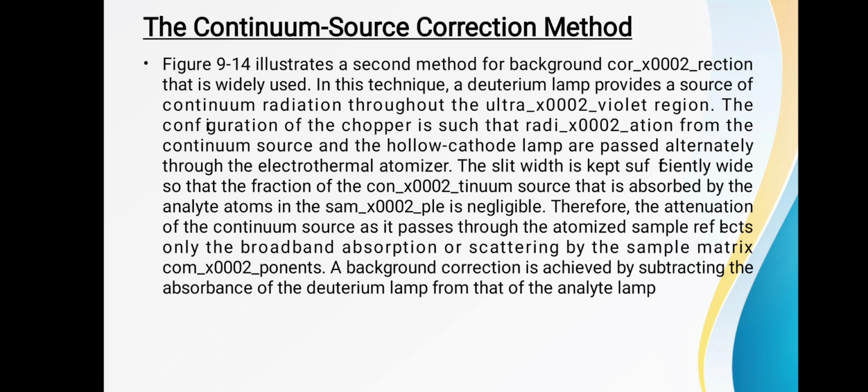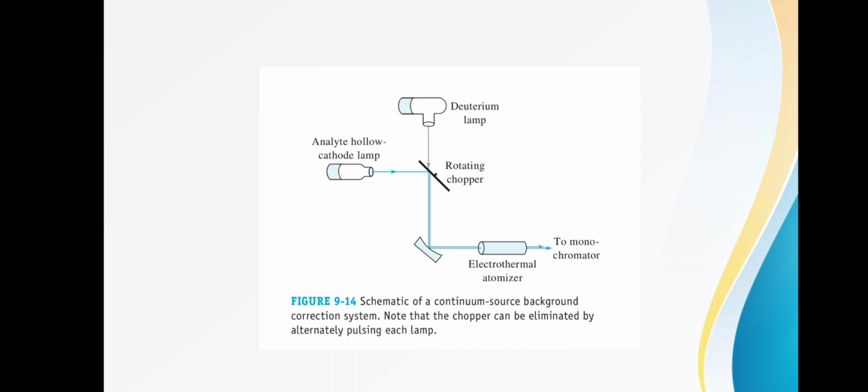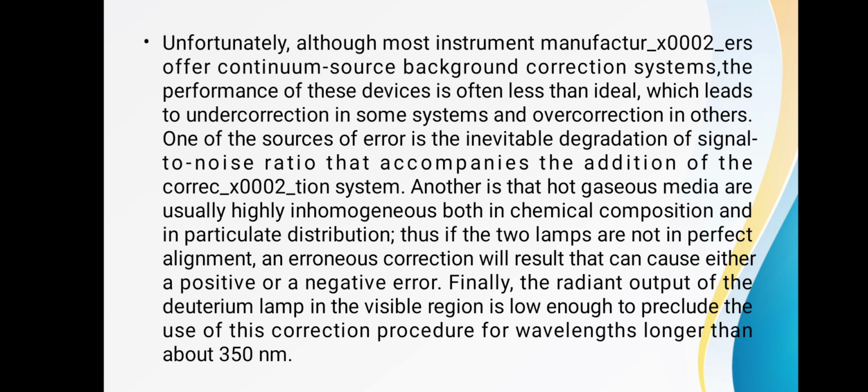The continuous source correction method. Figure illustrates a second method for background correction that is widely used. In this technique, a deuterium lamp provides a source of continuum radiation throughout the ultraviolet region. Here you can see the schematic of a continuum source background correcting system. Note that the chopper can be eliminated by alternately pulsing each lamp. Unfortunately, although most instrument manufacturers offer continuous source background correction systems, the performance of these devices is often less than ideal, which leads to undercorrection in some systems and overcorrection in others.